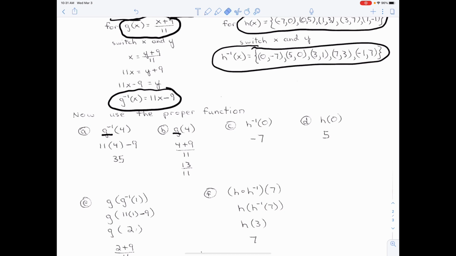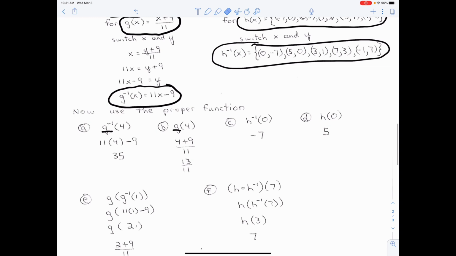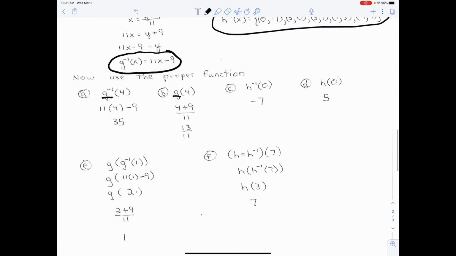Now what do we do? We have to find the g of 2. And which equation do we use for that? We use this one right here, because that's the one that says g. So you plug in 2, and then you calculate it.